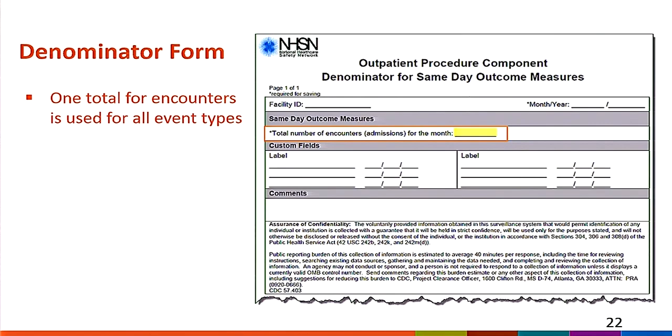This is the denominator form for SDOM. There is only one denominator for all of the SDOM measures, which is the total number of encounters for the month.